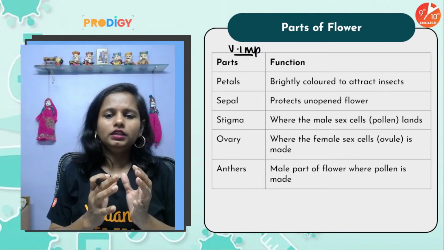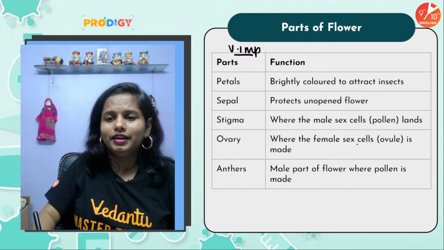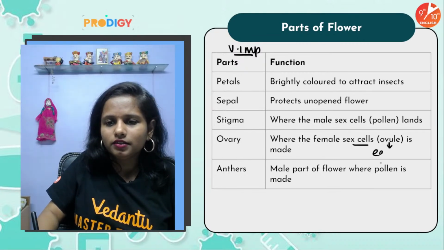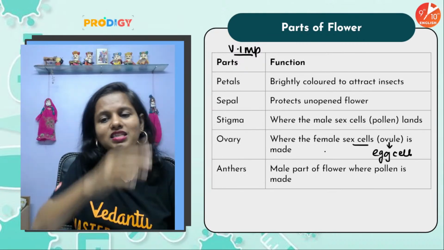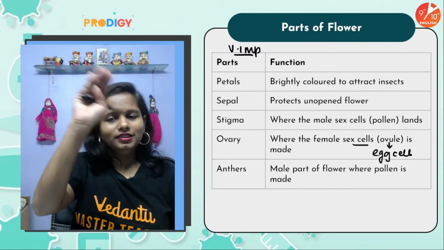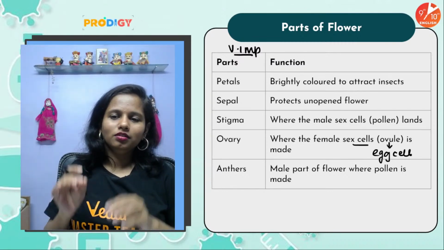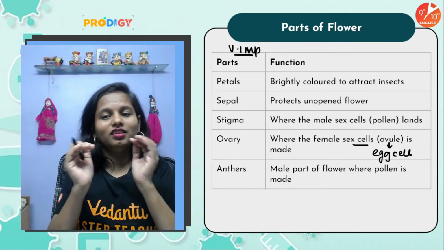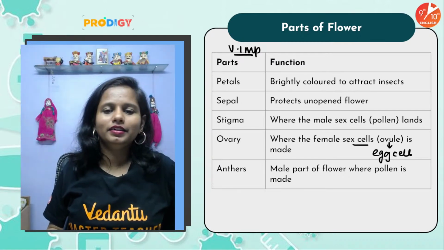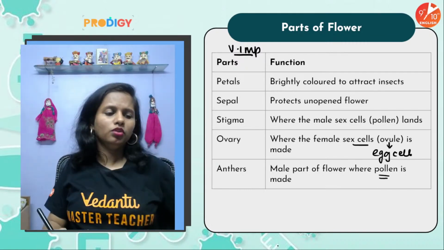Ovary has the female sex cell, that is the egg cell. Inside the ovule there is the egg cell. Ovule is not the sex cell. Ovule is the house of the egg, and inside the house sits our egg. And then anthers contain the pollen grains.